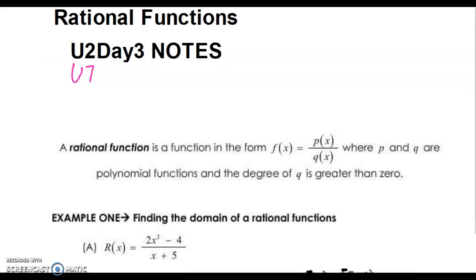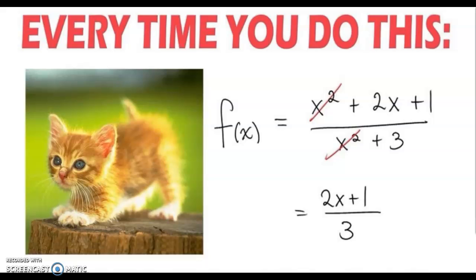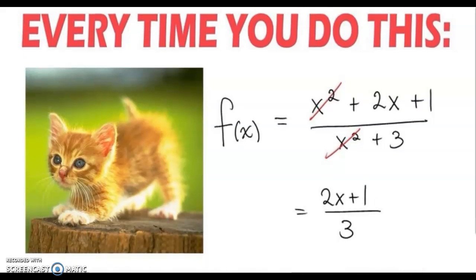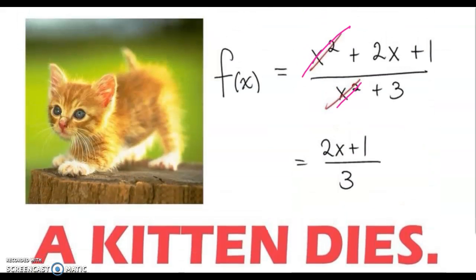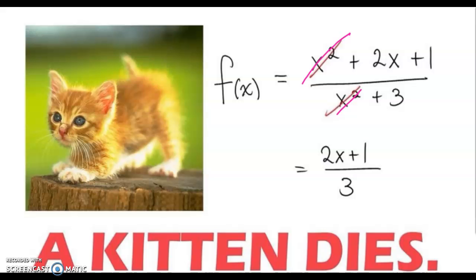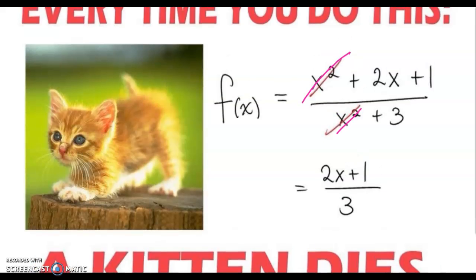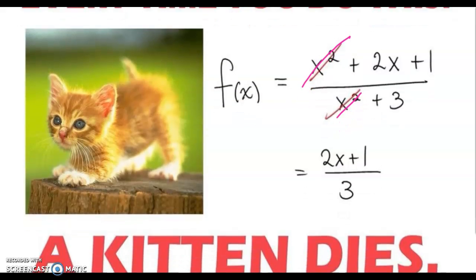So before we start, I just want to show you one thing. I found this online. This is a great reminder. Every time you do this, if you just cancel out a term in the numerator and a term in the denominator, a kitten dies. And I love this because I get this. What this is trying to get across is this is a serious, serious mistake.